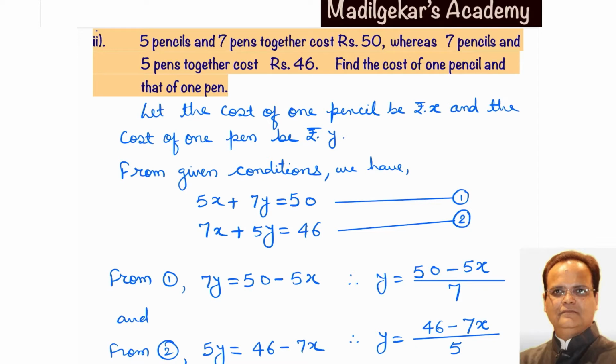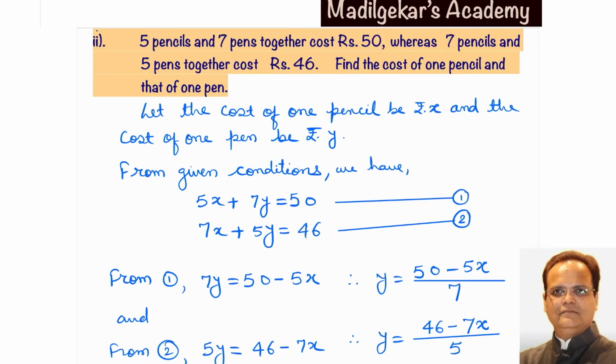Since the cost of 1 pencil is rupees x, the cost of 5 pencils will be rupees 5x. Similarly, the cost of 1 pen is rupees y, therefore the cost of 7 pens will be 7y. Together the cost is given, it is rupees 50. In this way we get the first equation, 5x plus 7y equals 50. From the second condition, 7 pencils and 5 pens together cost rupees 46. We have 7x plus 5y equals 46.